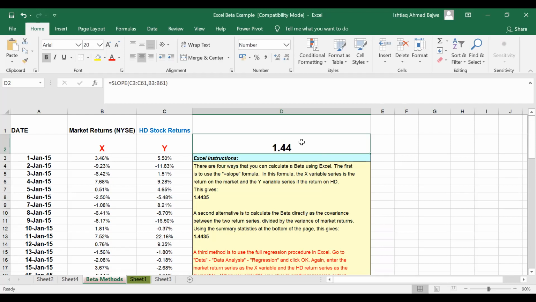Okay, question. Do you understand how we did it? Yes. Doctor, so X is the market returns? Yeah. So in the first one, 1st of January, X is less than Y. It can be, no problem.